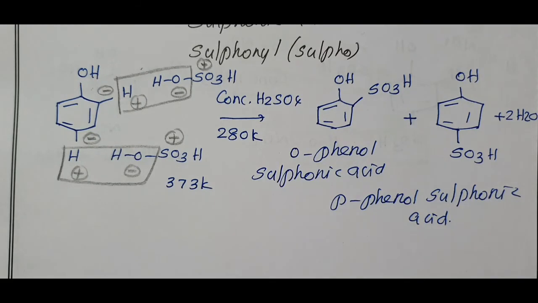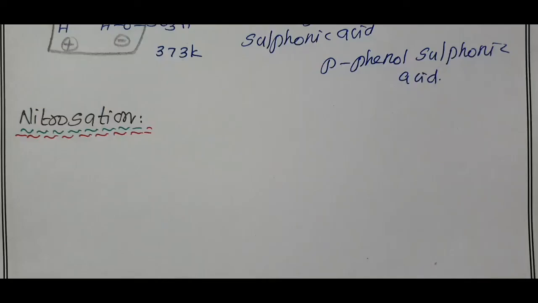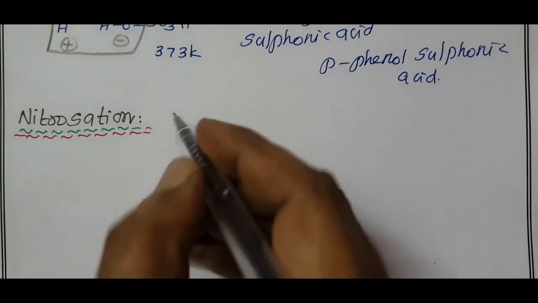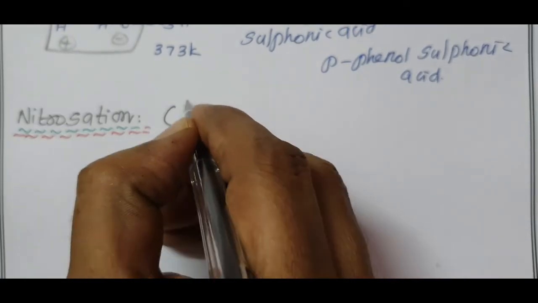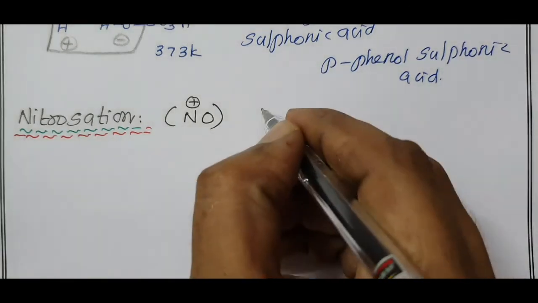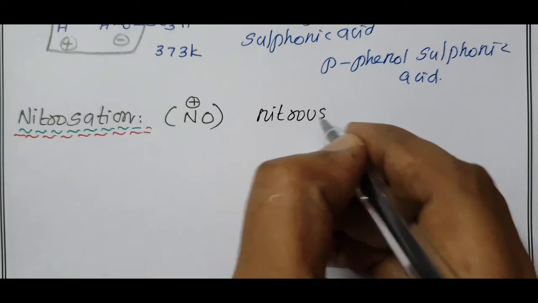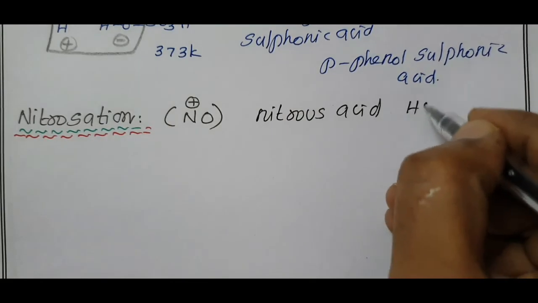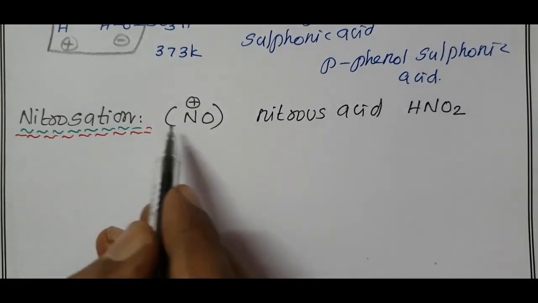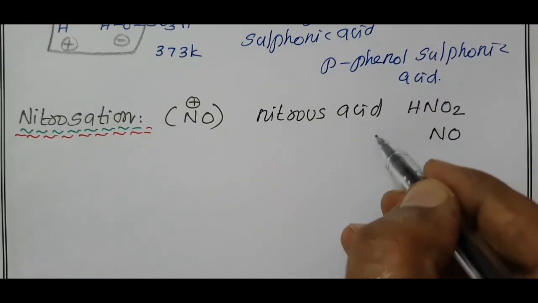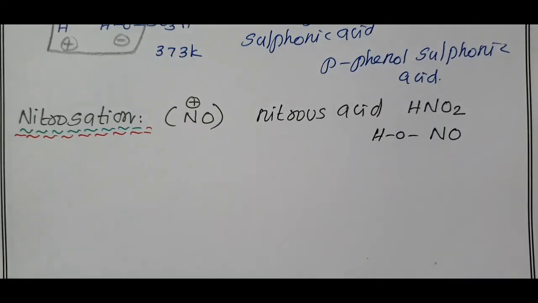Now, we are going to discuss nitrosation of phenol. What is meant by nitrosation? Addition of the nitroso NO plus electrophile to the benzene ring is called nitrosation. For that, we require nitrous acid, a mixture of sodium nitrite and HCl, molecular formula HNO2. The nitroso group is present in nitrous acid. Separate NO from HNO2; the remaining is one H and one O.